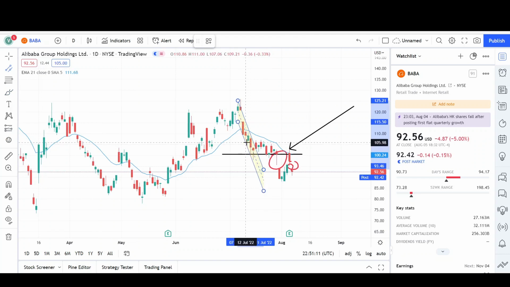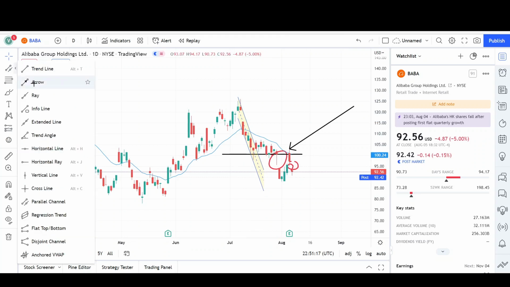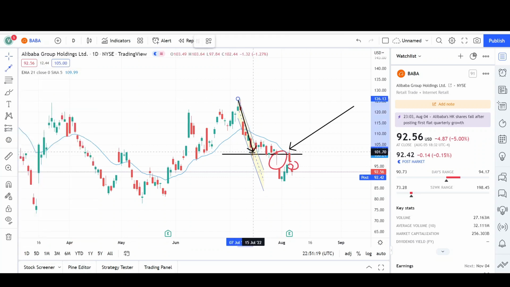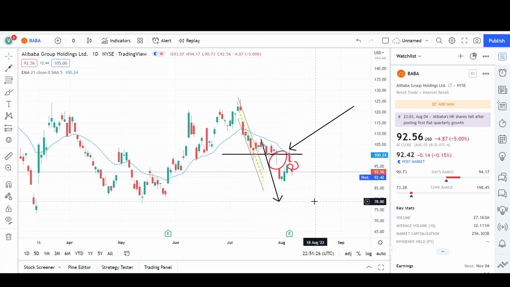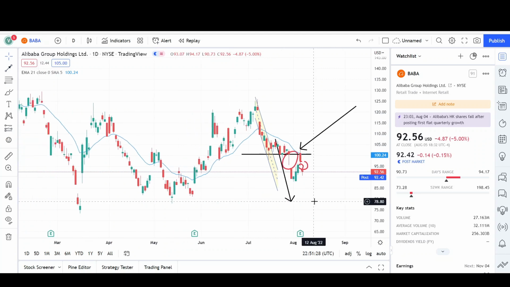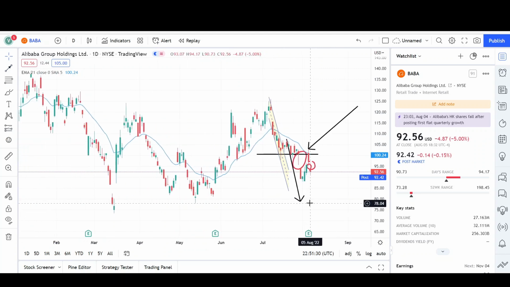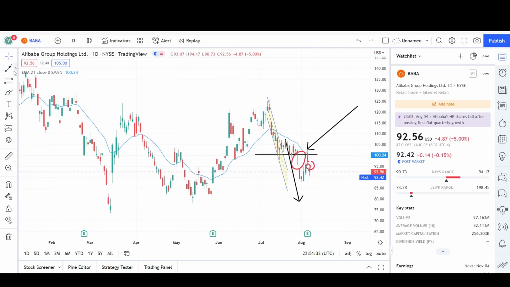This was the channel in play previously, which we have finished, but the overall pattern is a range, so most likely they want to target the lower side of the range, and that's where the measured move target is too, at the 78, or right around the $78 level is the measured move. So this is the range pattern in play.